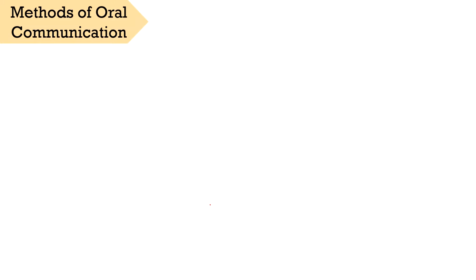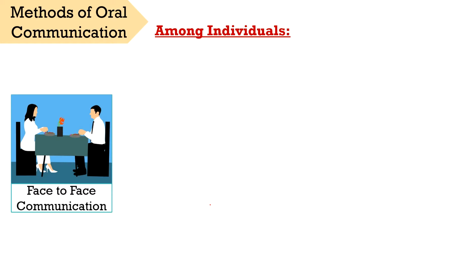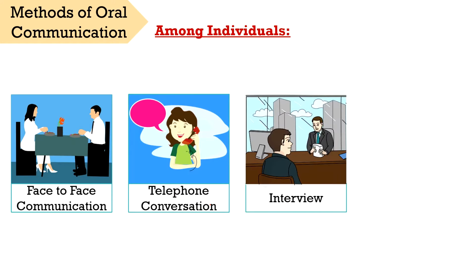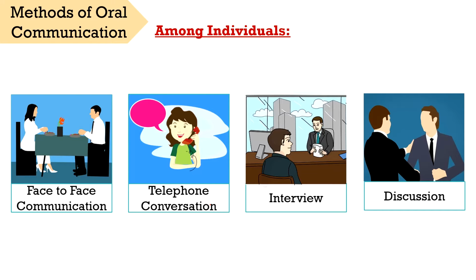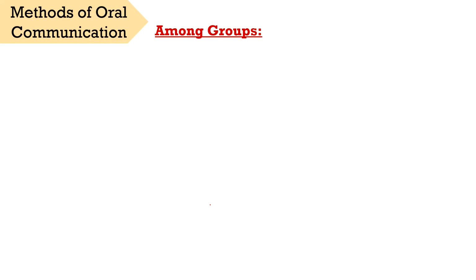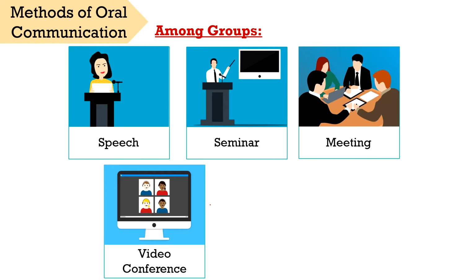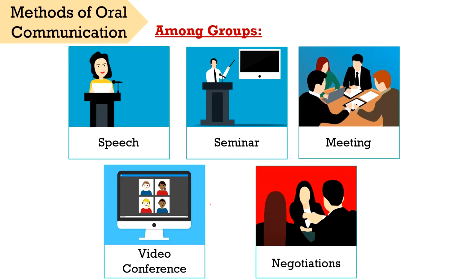Moving on to the methods of communication. Based on the nature of situation, oral communication is carried out between individuals and groups. Hence, among individuals, oral communication can be practiced as face-to-face communication, telephone conversation, interview, discussion. On the other hand, among groups, it can be practiced as speech, seminar or presentation, meetings, video conference, and negotiations.